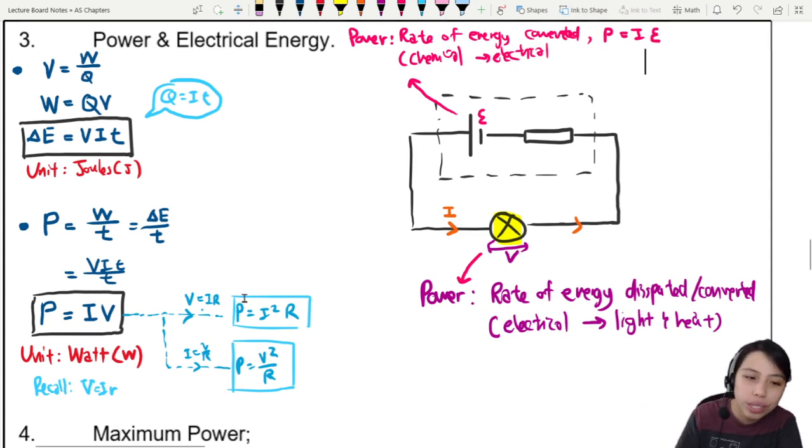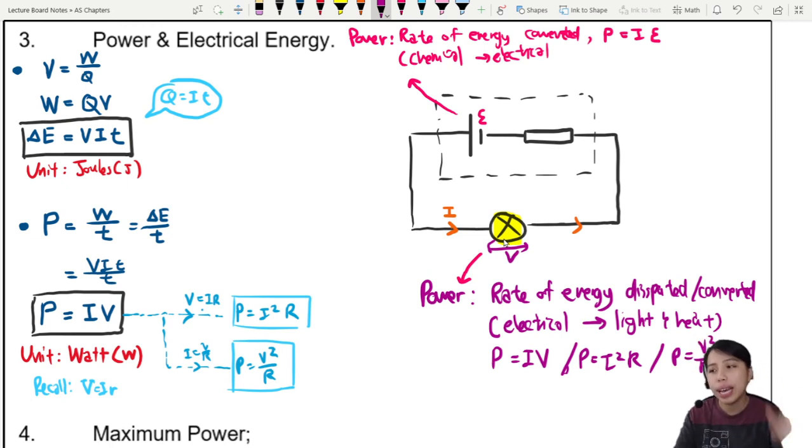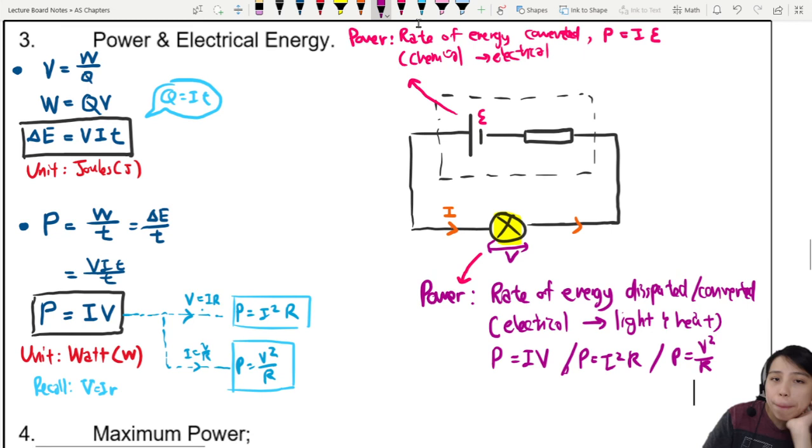You cannot use the other two forms. Why? Because EMF does not have resistance. Cannot use. Don't have resistance. So we cannot use all those. The other one down here we can use P equals IV, or P equals I squared R, also can, or P equals V squared over R, also can, as long as you have enough values to calculate. But EMF only can use this.